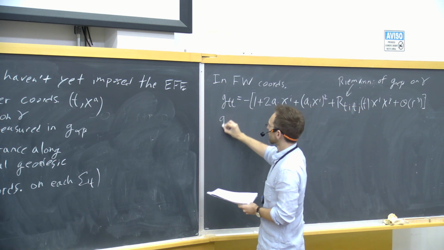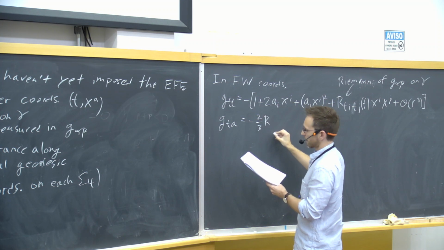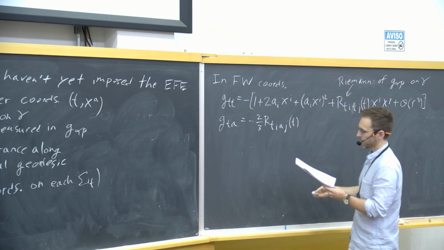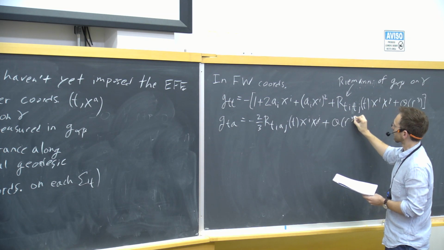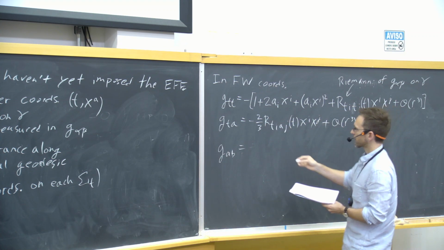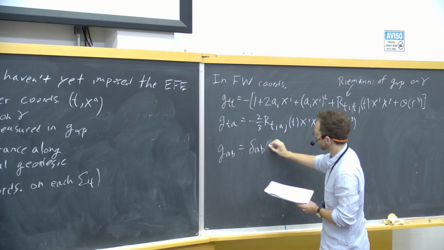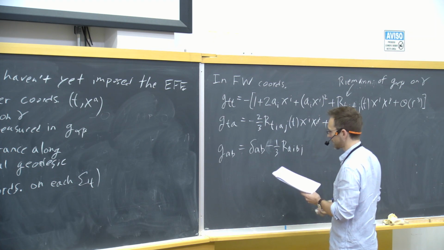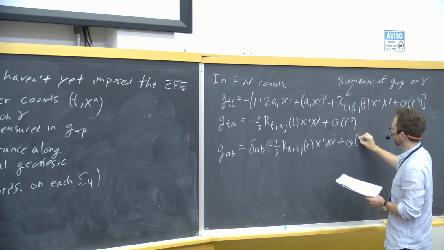Then the mixed time-space component is -2/3 r R_{tiaj}, again a function of t only, times x^i x^j plus order r cubed. And then last, the purely spatial metric is Kronecker delta minus 1/3 r R_{aibj} x^i x^j plus order r cubed terms.